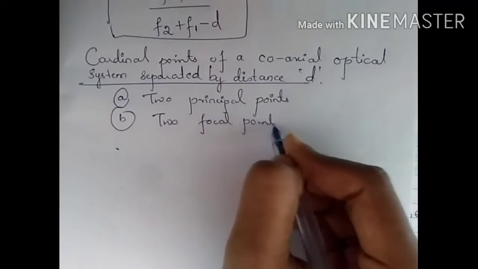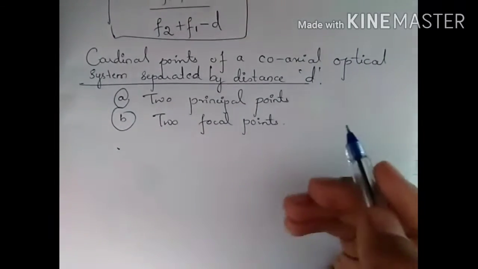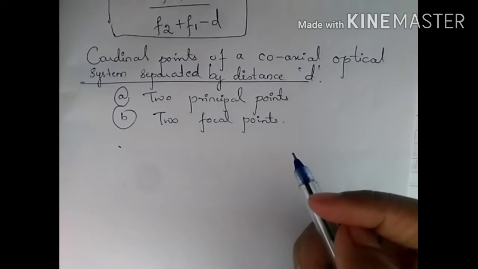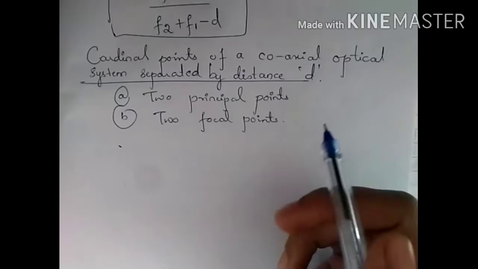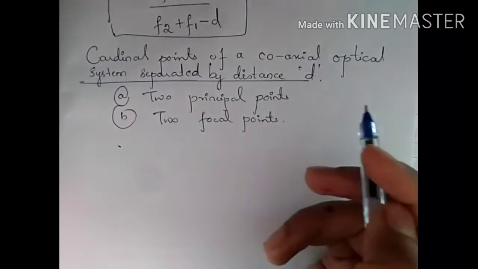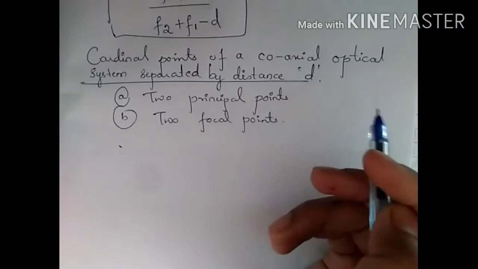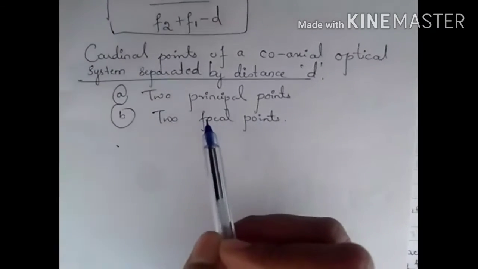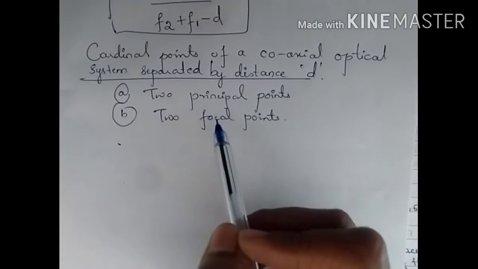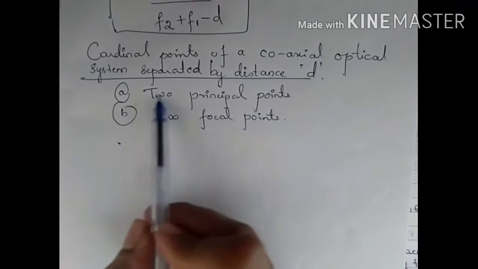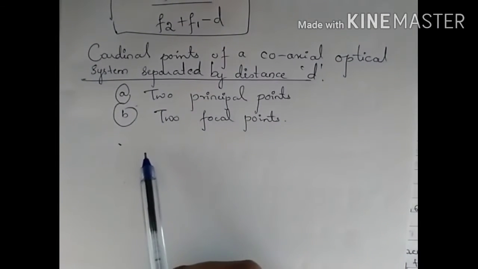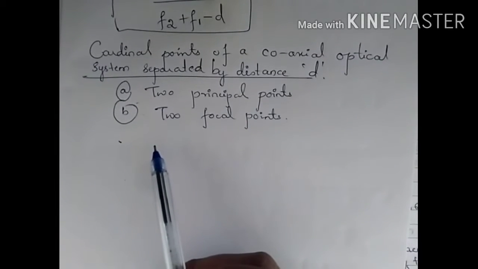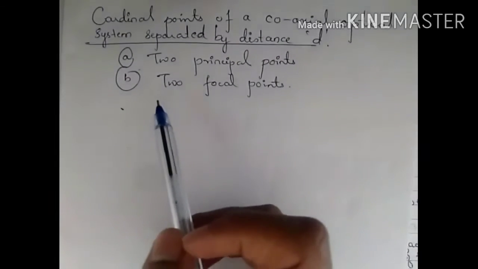What we are assuming here is that the medium between the two lenses is air and the medium on either side of the lenses is again air. In that case the nodal points will coincide with the principal points. Hence we will have only four possible cardinal points, that is two principal points and two focal points.